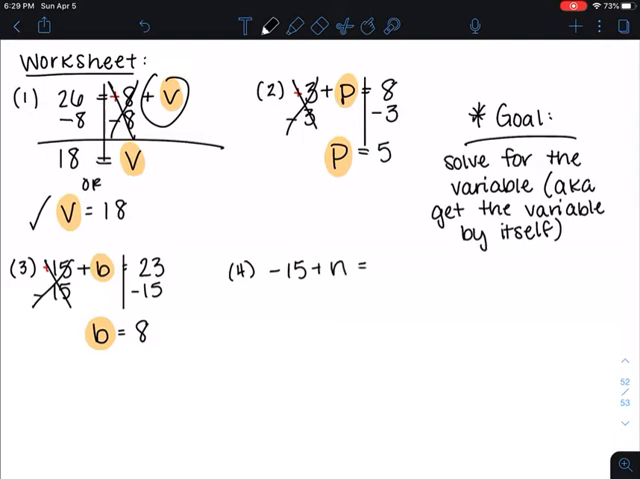Number 4, I have negative 15 plus n is equal to negative 9. We're trying to solve for n. That is the letter in this problem. We have to do the opposite of negative 15, which is a positive, so we're going to add 15 to both sides of our equal sign. When I add, these will cancel, and I have n equals, what's negative 9 plus 15? 6.